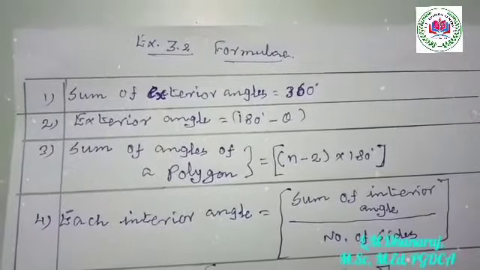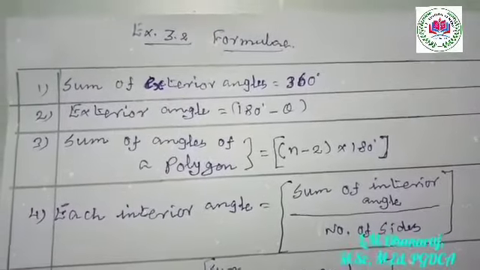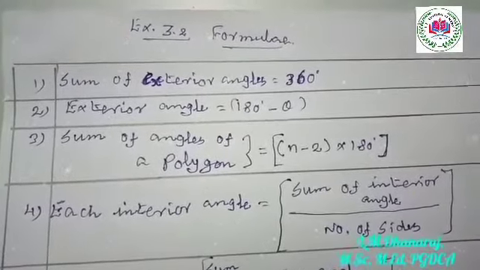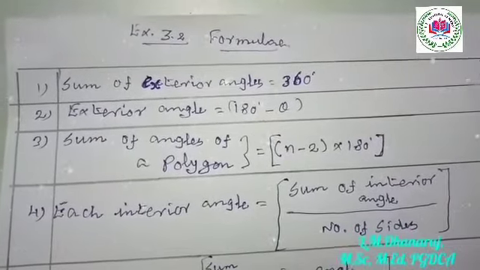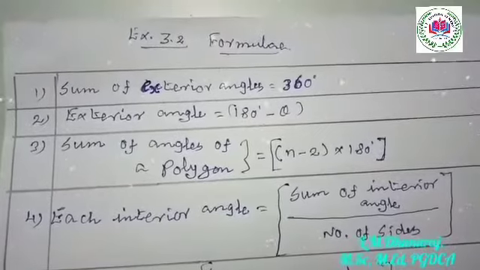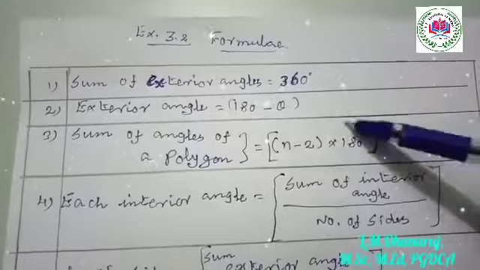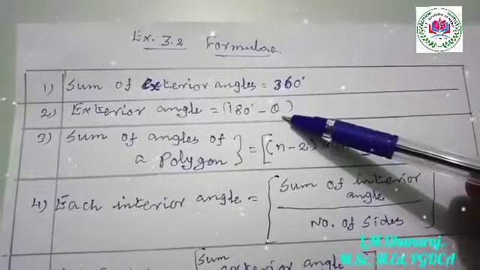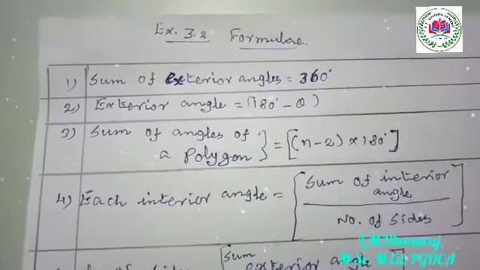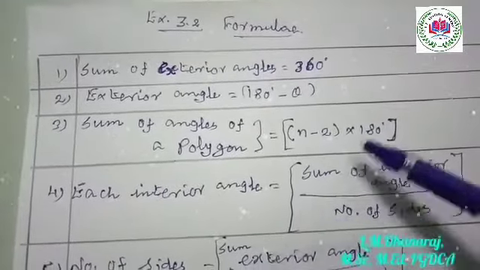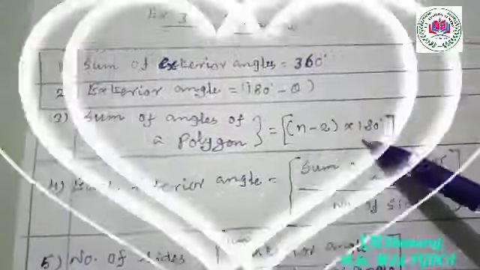Exercise 3.2. The formulas involved in this exercise are: the first one is the sum of exterior angles in a polygon is 360 degrees. The second formula is exterior angle is equal to 180 degrees minus theta. Here theta represents the angle. Next, the third one is the sum of the angles of a polygon is (n minus 2) into 180 degrees.